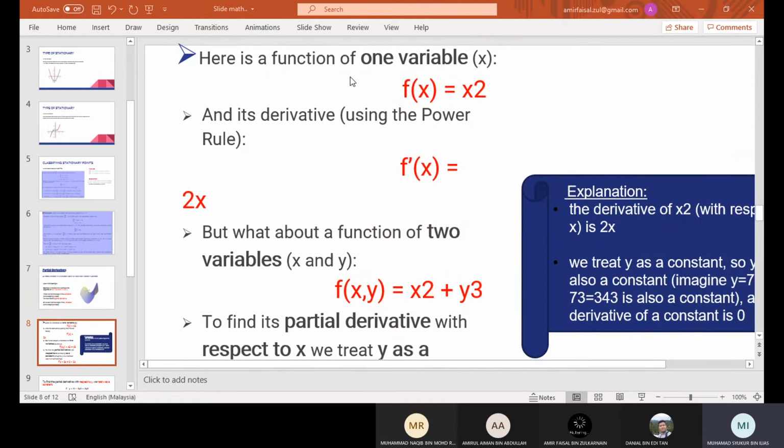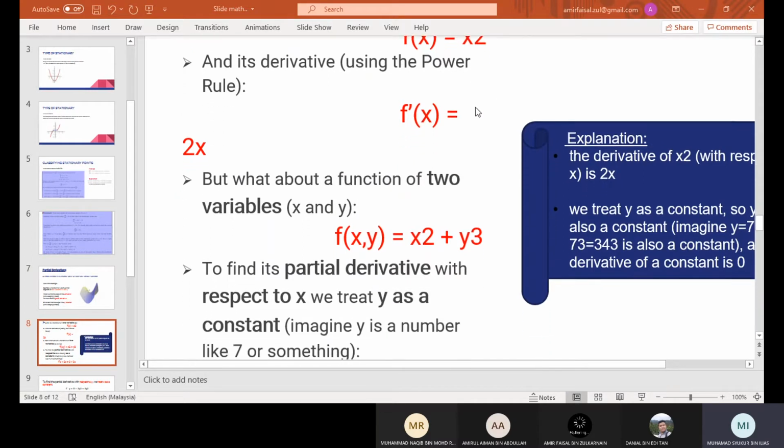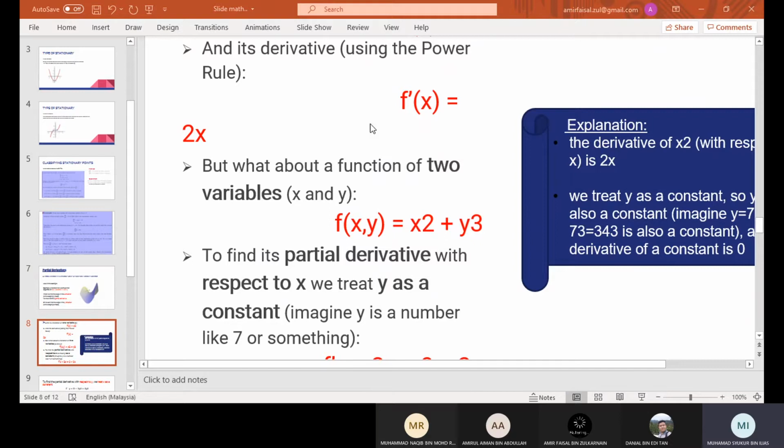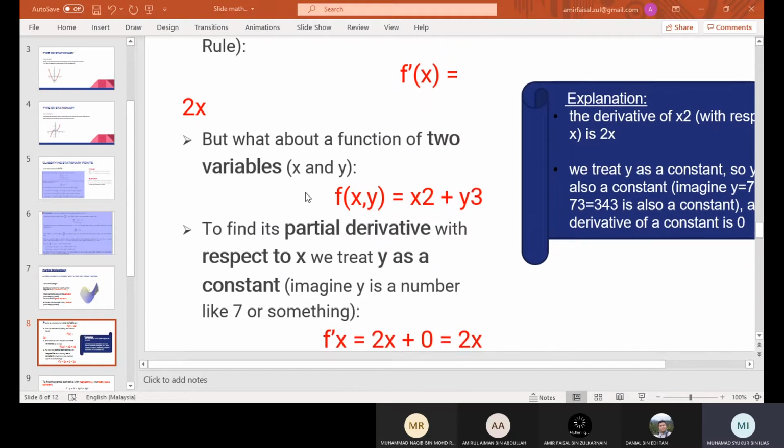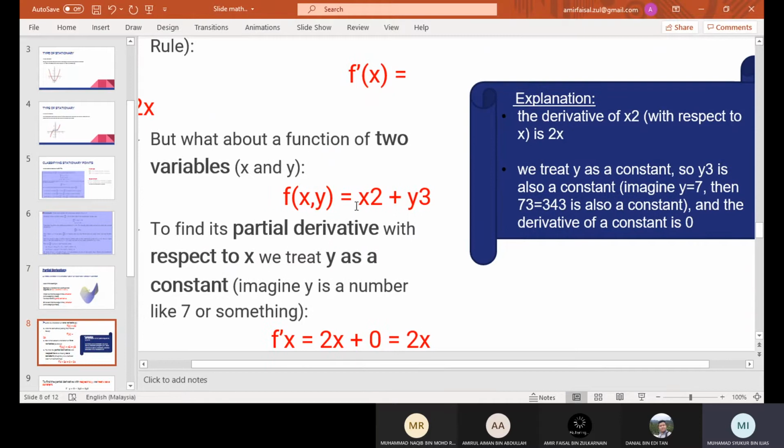Here is a function of one variable, such as f(x) equal to x to the power of 2. And its derivative, by using the power rule, will be f prime(x) equal to 2x. But what about a function of two variables, which are x and y? f(x,y) equal to x to the power of 2 plus y to the power of 3.